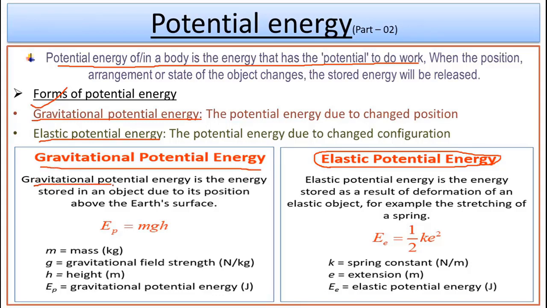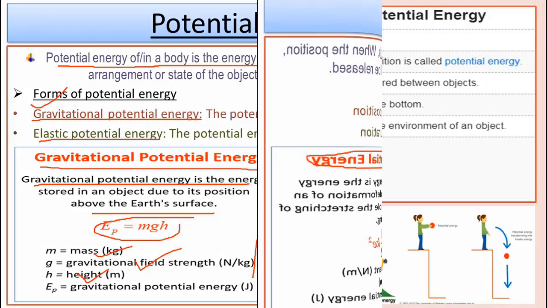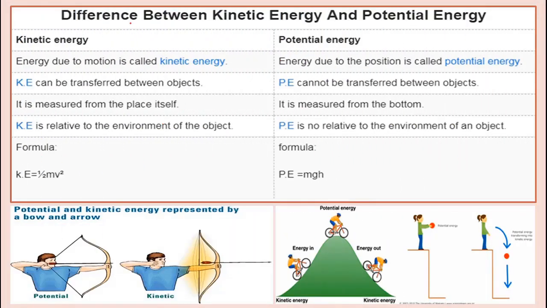The gravitational potential energy of a body is the stored energy due to change in its position from the Earth's surface. Thus, its formula is mgh, where m stands for the mass of the object, g stands for the acceleration due to gravity, and h stands for the height from the ground surface wherever we had taken the zero potential. Now, let's see some of the differences between the kinetic energy and potential energy.